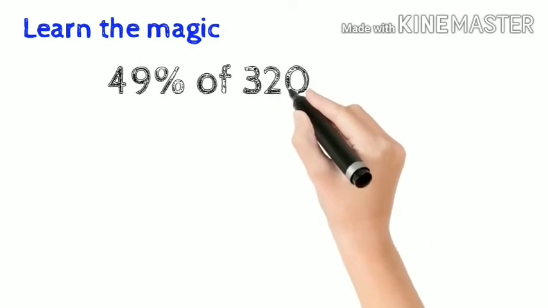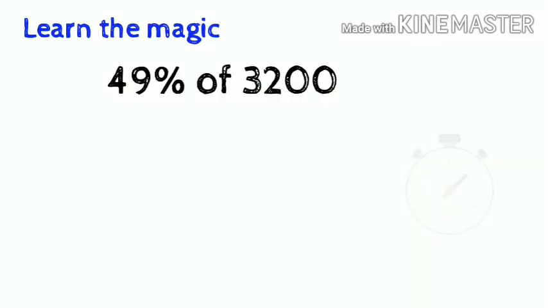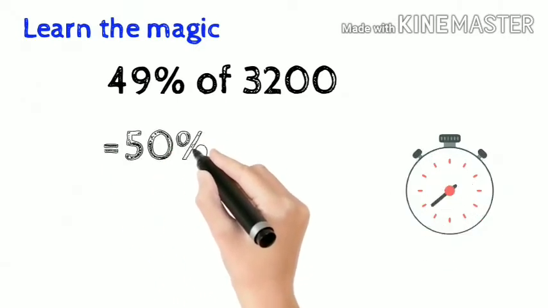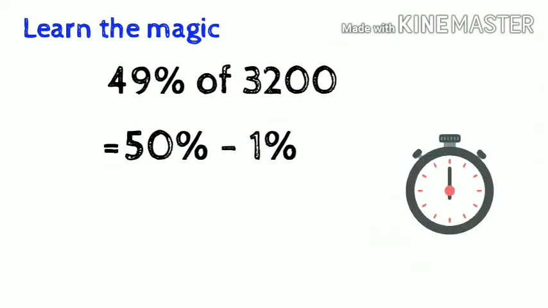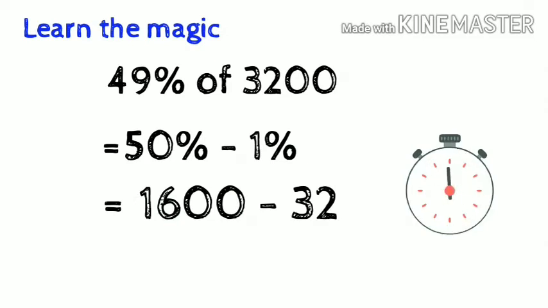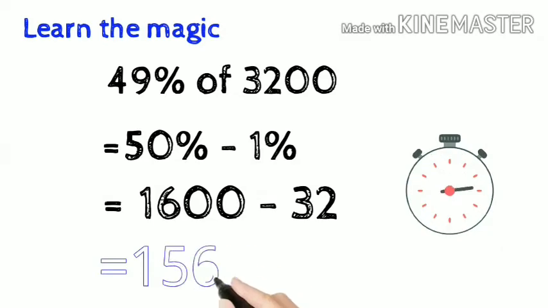Let's take another example. What is 49% of 3200? Now you should pause the video and think how you can break 49 and get the answer easily. Okay, 49 can be broken as 50% minus 1% for easy calculation. And also we know 50% of 3200 is 1600 and 1% of 3200 is 32. So the answer is 1600 minus 32. Now by doing simple simplification, you can find the answer. The answer is 1568. Now let's try some more examples.